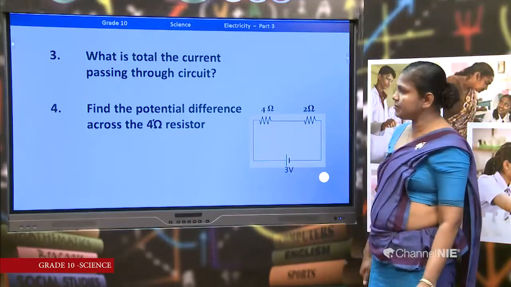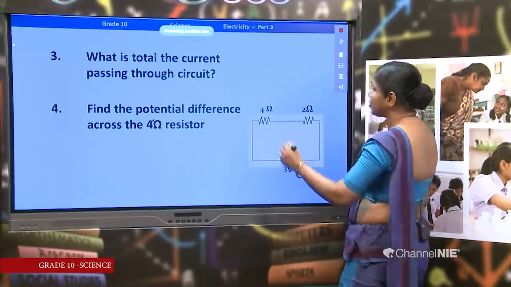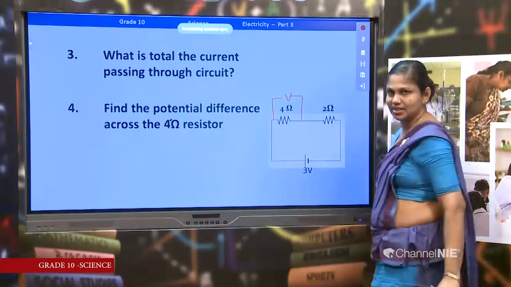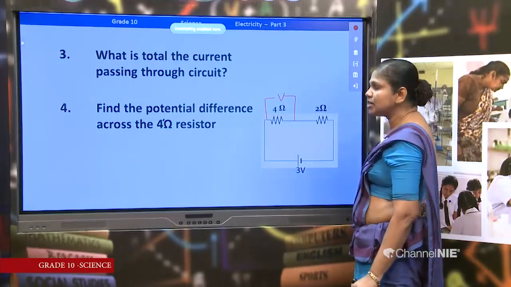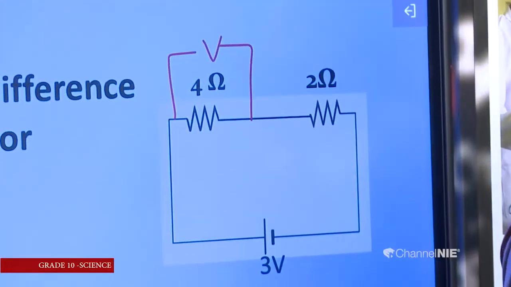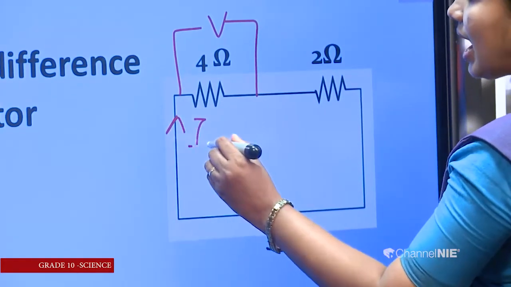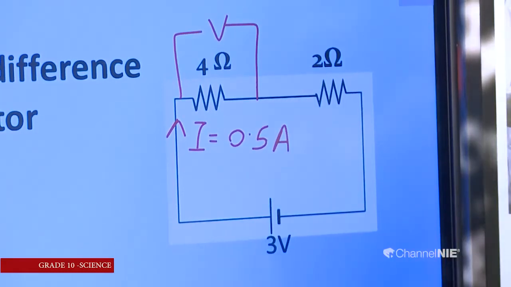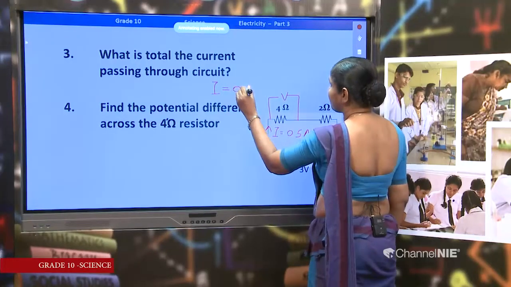Find the potential difference across the 4 ohm resistor. When we need to find the potential difference across the 4 ohm resistor, suppose we have connected a voltmeter across the 4 ohm resistor, right? Then what should be the reading of this voltmeter? It is the potential difference across the 4 ohm resistor. Right, now we have already found the current. Current I, we already found, is 0.5 ampere. Right, then it is easy to get the potential difference across the 4 ohm resistor.